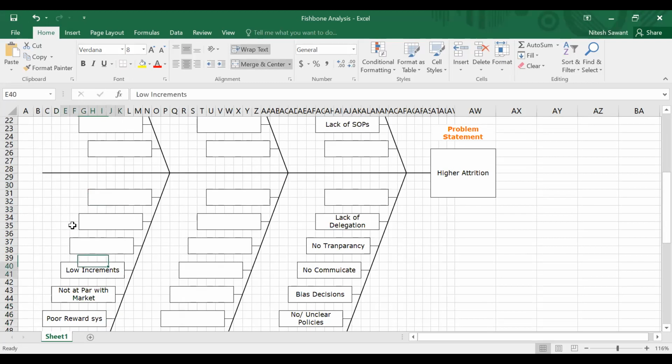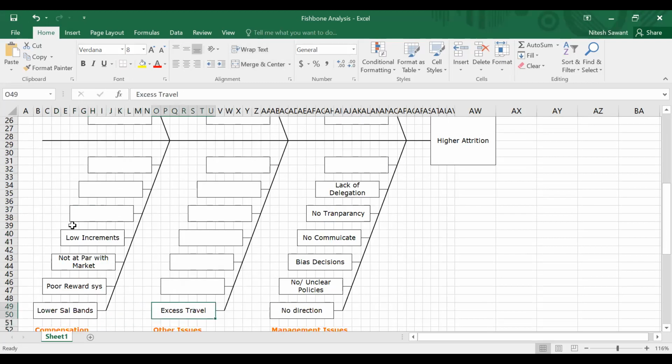Okay, this much is enough for other. What can be other? Excess travel. Then hostile environment. Hostel and food. Food also, for some industrial types it will be difficult, not quality food given. That comes under facilities. Too much work pressure is also here.